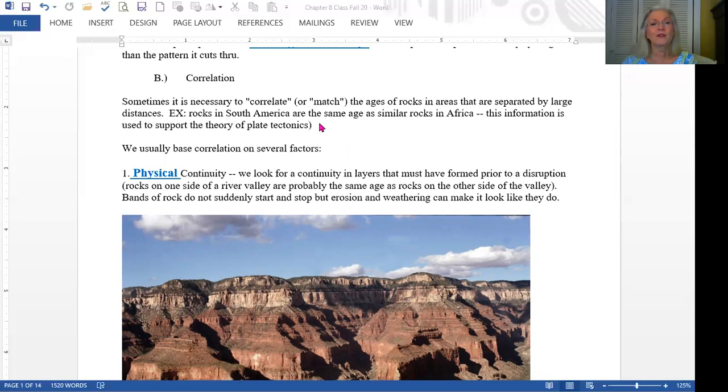Probably the most famous are the rocks in South America that are a similar age to rocks in Africa, and that actually supports the theory of plate tectonics and tectonic drift, that South America and Africa were at one time together, and that it's only been over time that they have drifted apart and relocated. And we know this from the rocks that we find and also from the magnetic field in the rocks in the given area. And we'll talk more about that at a later date.